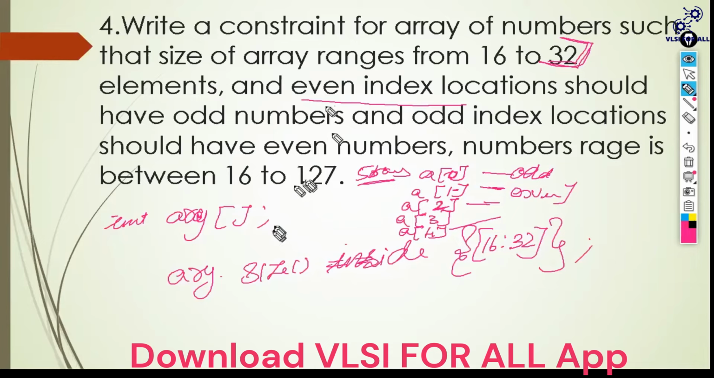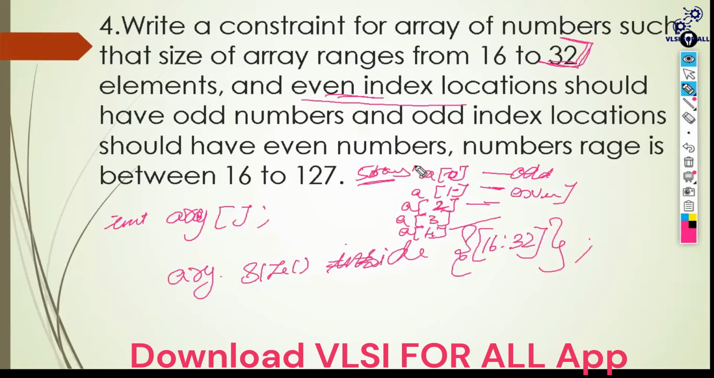Whether the index is even or odd, you need to check that for each index. If it is even, then first write the condition for the even index, which is divisible by 2. Do I need to use any loop? No loop in the constant, only.